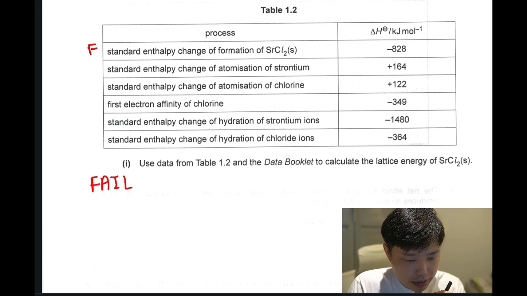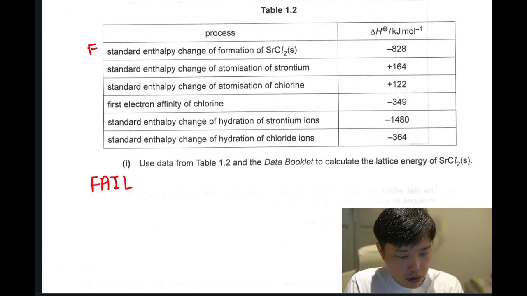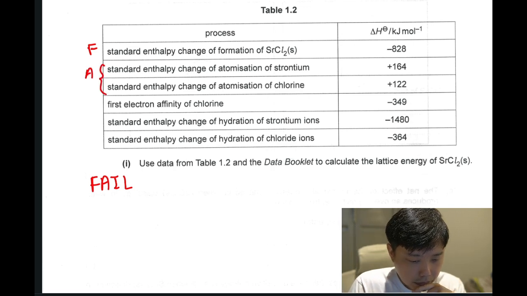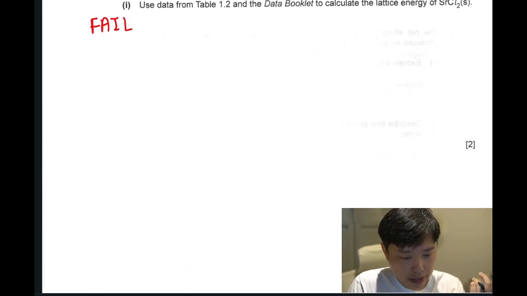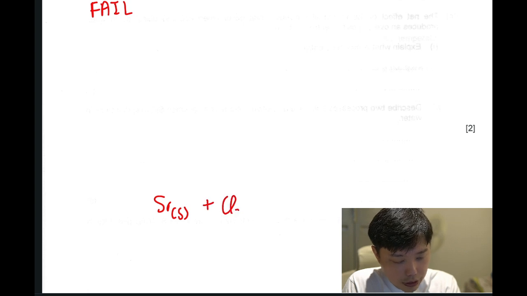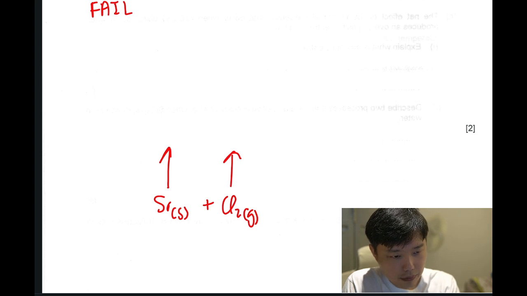Atomization, do we have atomization? Actually we do. We even have for both, okay? Both atomization, both given, very nice. Do we have ionization? You have to get it from the data booklet. So I'm just going to do a basic diagram for y'all to follow, right? You have strontium, which is a solid, and then you have chlorine gas. Okay, so you atomize it, and you get strontium gas and you have two chlorine gas, right?